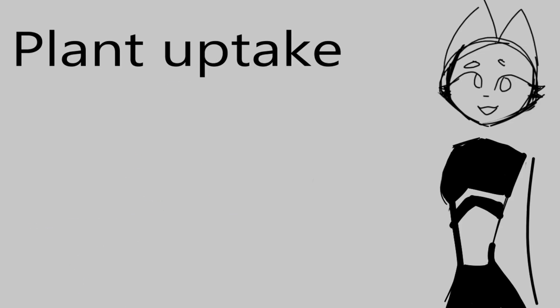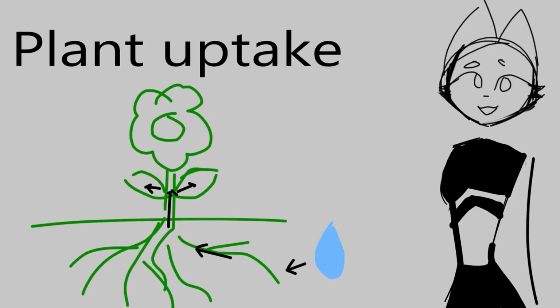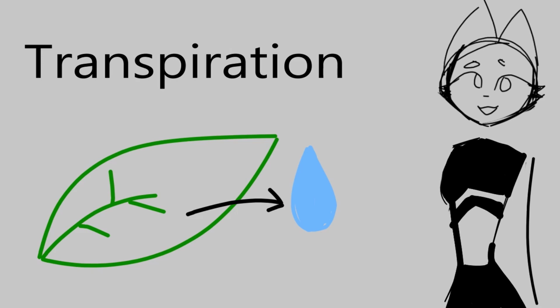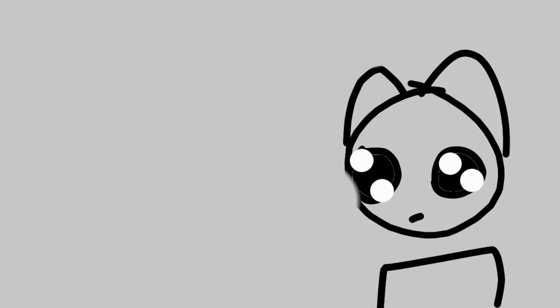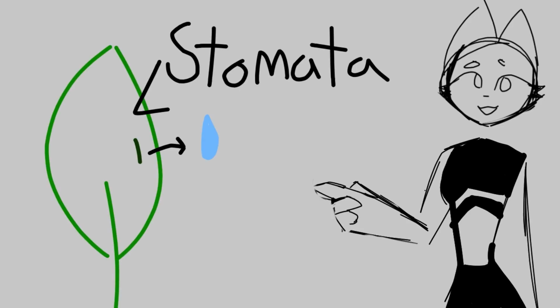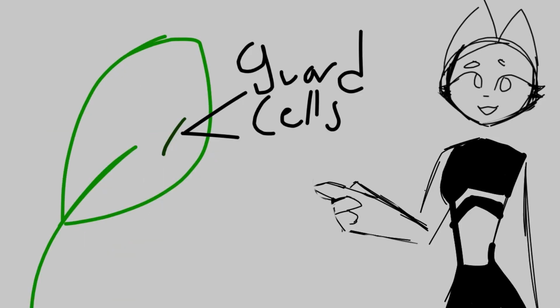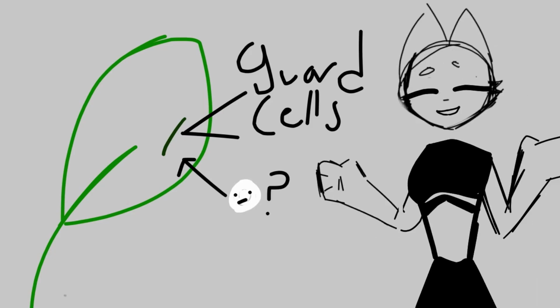So I haven't talked about how plants get their water and such, so here it is. Plant uptake is how plants absorb water through their roots to then be given to the chloroplasts, and transpiration is how water leaves leaves. Wait, what? Transpiration is a bit more complicated than that, so I'm going to get into that. On a leaf, there's these things called stomata, which are little valves that allow water to leave the plant. They also allow CO2 to enter. There's also guard cells, which I think take in oxygen. I kind of forgot that.